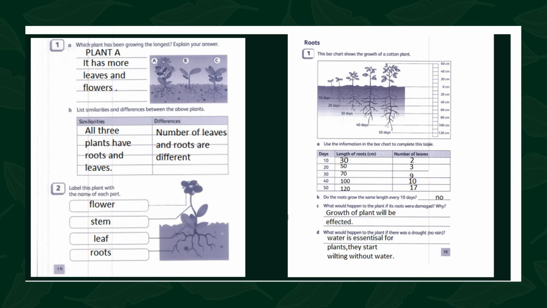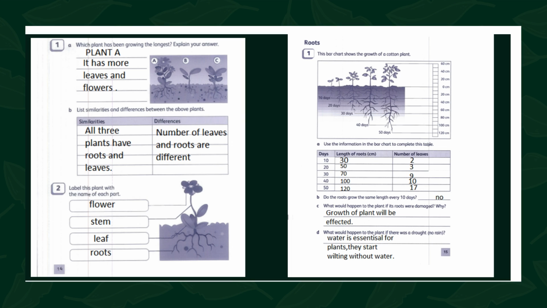information and look at it. After 10 days the length of roots is 30 centimeters. It is in between 20 and 40, so it is 30. Then after 20 days it is 50 centimeters, after 30 days 70, after 40 days 100, after 50 days 120 centimeters. And the number of leaves after 10 days is 2, after 20 days 3, after 30 days 9, after 40 days 10, after 50 days 17. So just count them and write it.